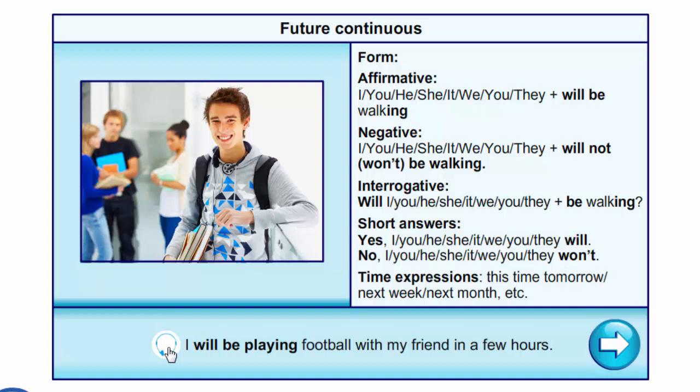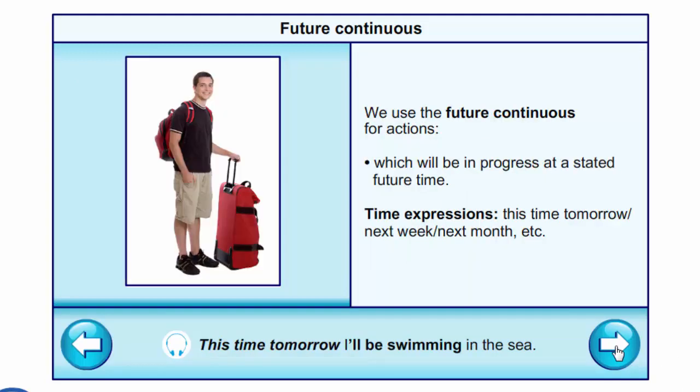Time expressions: this time, tomorrow, next week, next month, etc. I will be playing football with my friend in a few hours. We use the future continuous for actions which will be in progress at a stated future time. This time tomorrow, I'll be swimming in the sea.